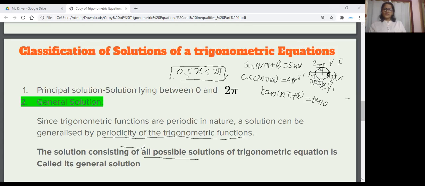Suppose, for example, tan x equals root 3. As you know, tan x equals root 3 means x can be pi by 3. Now you know tan of n pi plus theta equals tan theta. So tan of pi plus pi by 3 gives 4 pi by 3. 2 pi plus pi by 3 will be 7 pi by 3, and so on. So you will be getting infinitely many values. But instead of writing like this, we generalize the solution. So let's see how to find it.